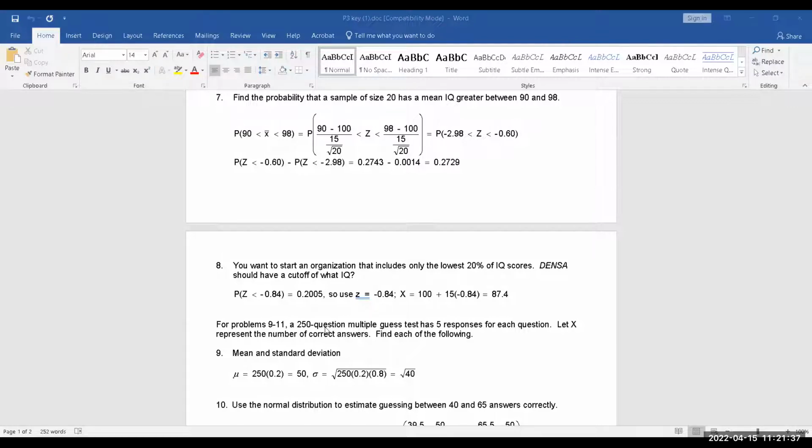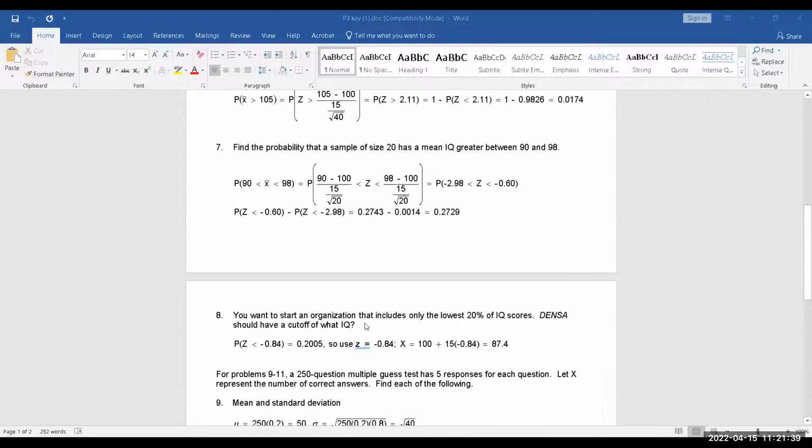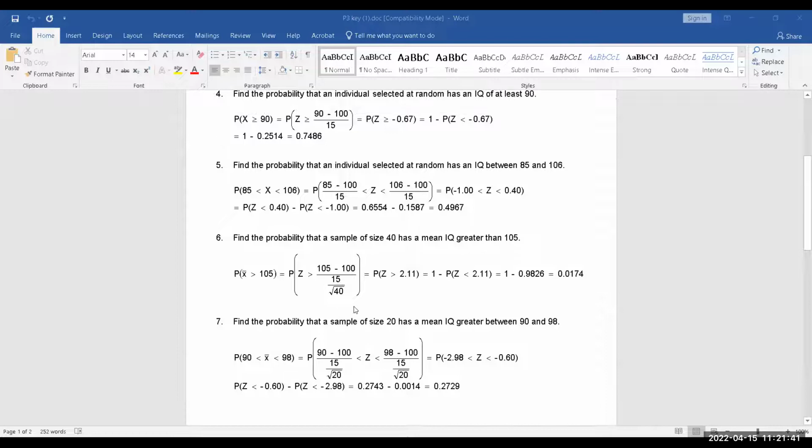Now, number 8, very important question. By the way, we've mentioned this once before. What is the organization Mensa? What is that organization known for? Does anyone remember? It came up right when we started this process with IQs and things.